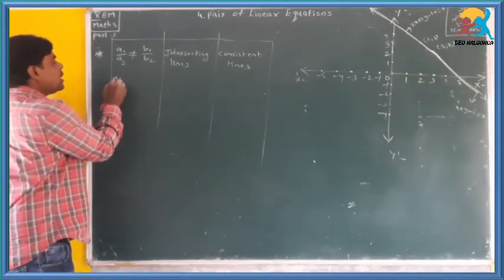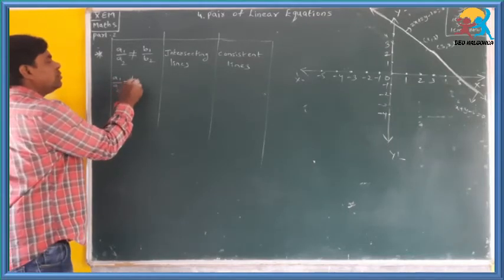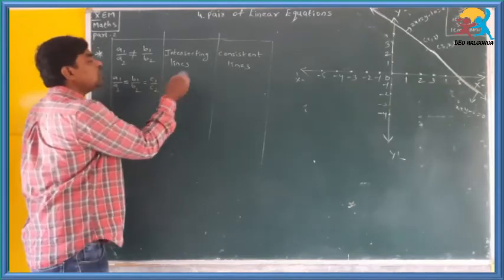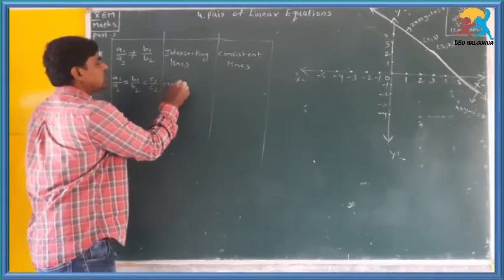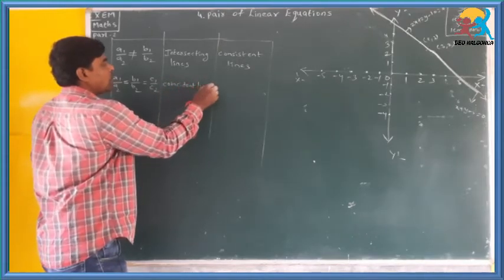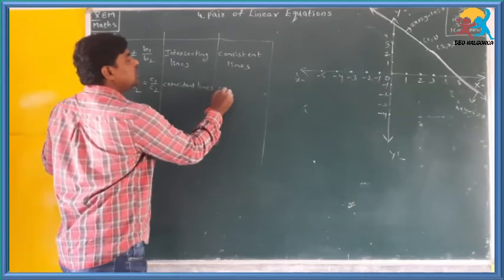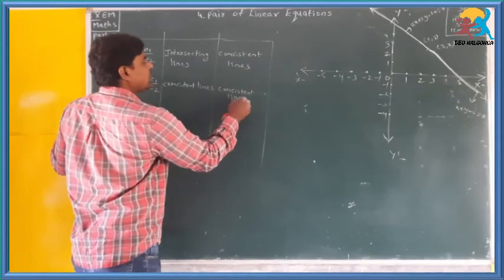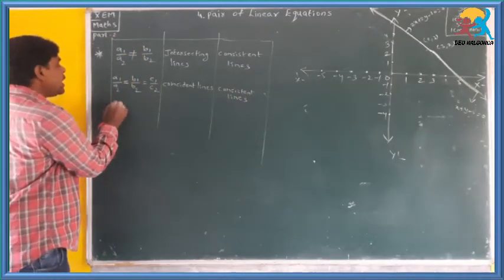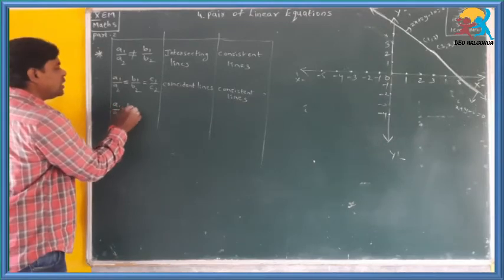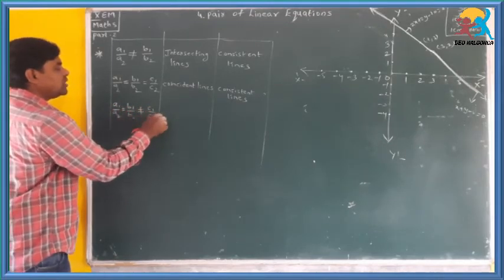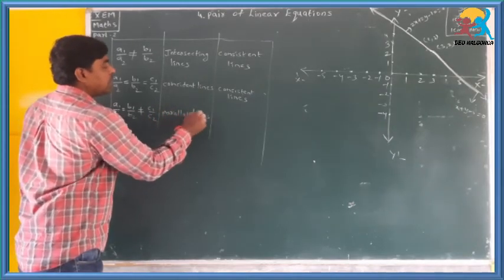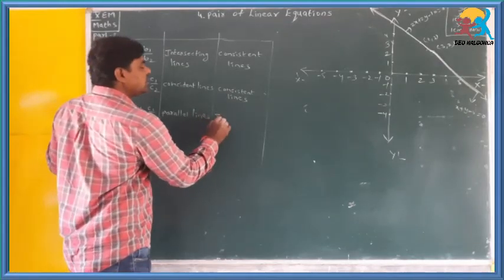Suppose a1 by a2 is equal to b1 by b2 is equal to c1 by c2, then these two lines are called coincident lines, and these two lines are called consistent lines. And if a1 by a2 is equal to b1 by b2 but not equal to c1 by c2, then the two lines are called parallel lines. In this case, the lines are called inconsistent lines.